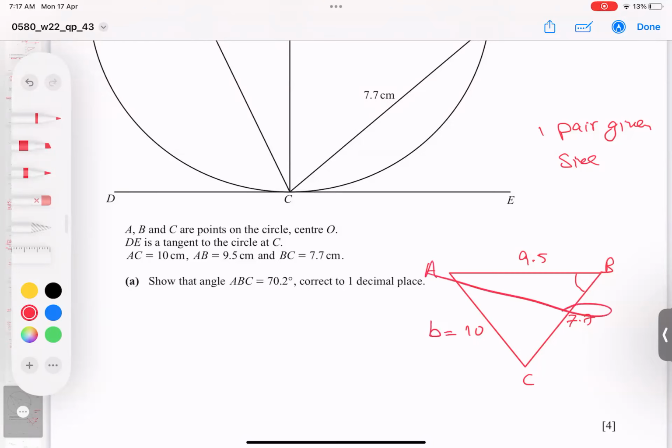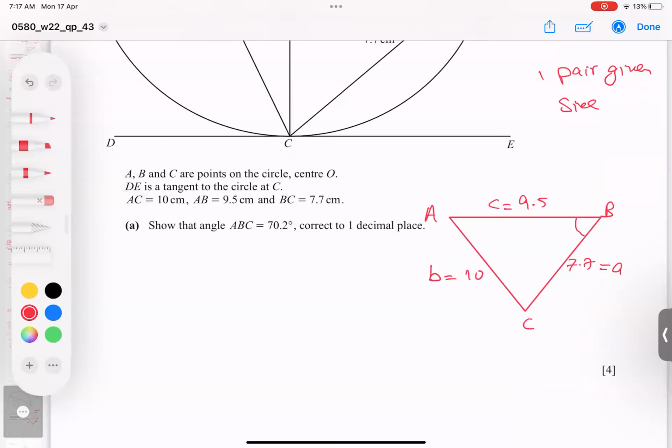In front of A, this is called small a. In front of C, this is called small c. So let's start. I'll show you one technique and then a second technique, because B is concerned.